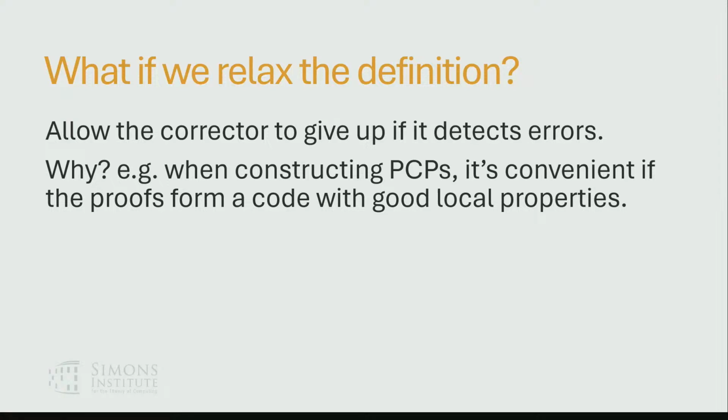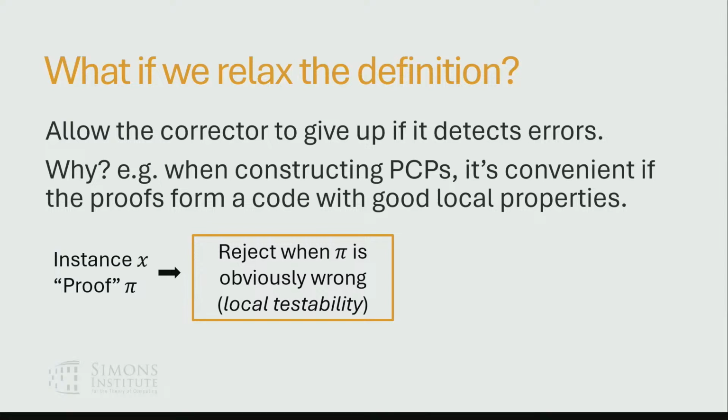What I mean by this is that if you're given some instance X and you're given a proof pi, which is a purported proof that X is in this language, one first thing you can do is, if the proof is obvious garbage, then you can hope to detect this with few queries and throw it away. And this is this notion of local testability, which has already come up a couple times today.